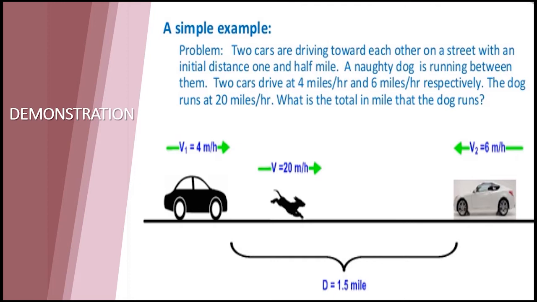So what the person did here was draw a picture underneath the word problem, labeling everything: how fast each car was going, how fast the dog was going, the distance between them. And by drawing this out and labeling each aspect of the picture, you really get a much better idea of what's going on, so you can solve the problem better.